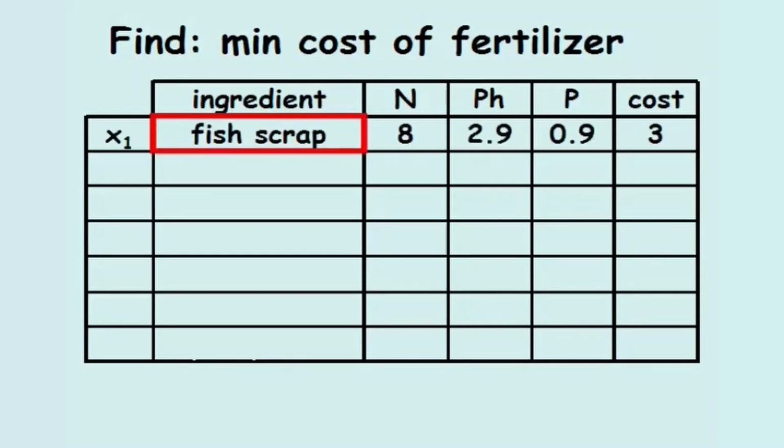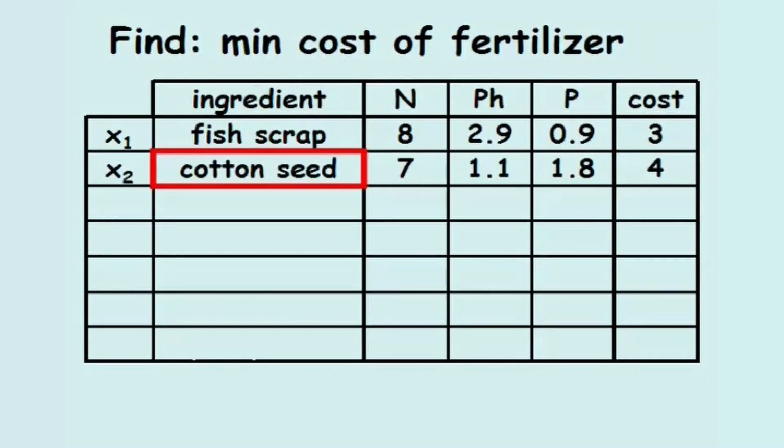The first ingredient is fish scrap. The variable x1 represents the volume of fish scrap in the fertilizer mix, in cubic yards. Fish scrap contains 8% nitrogen, 2.9% phosphorus, and 0.9% potash. The cost for 1 cubic yard of fish scrap is $3.